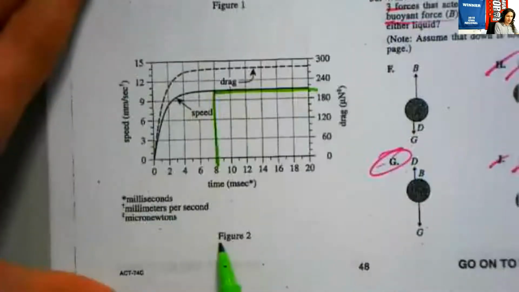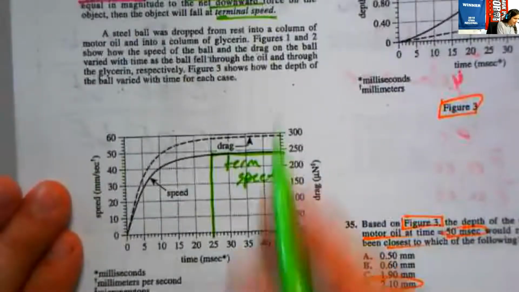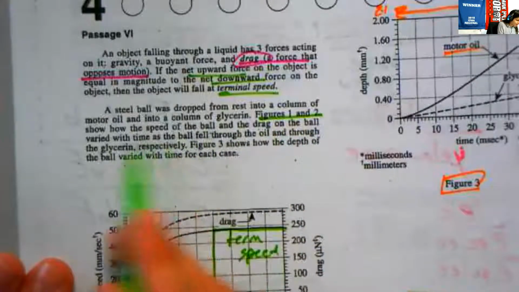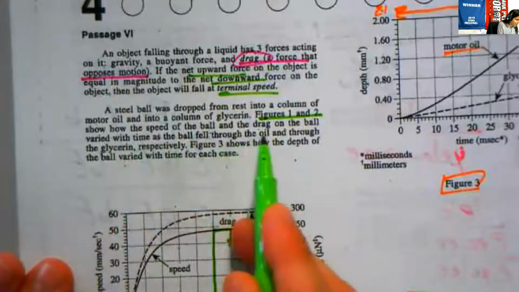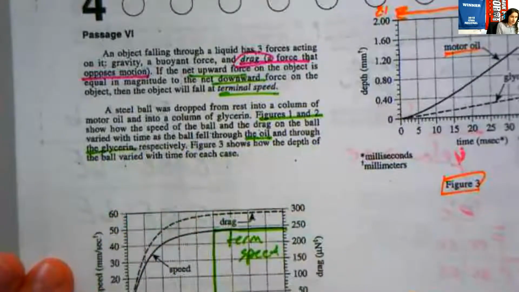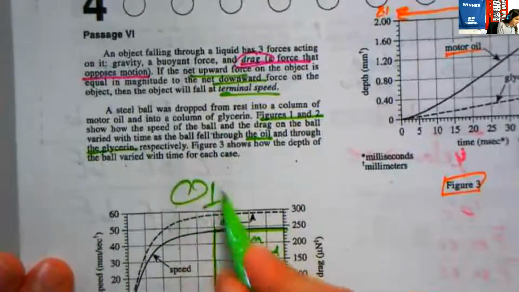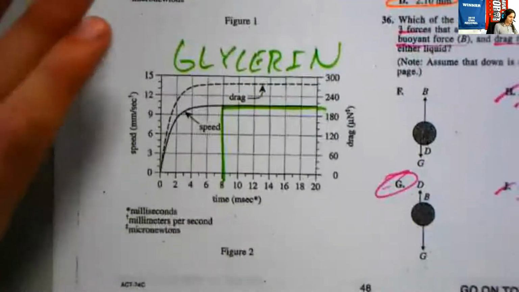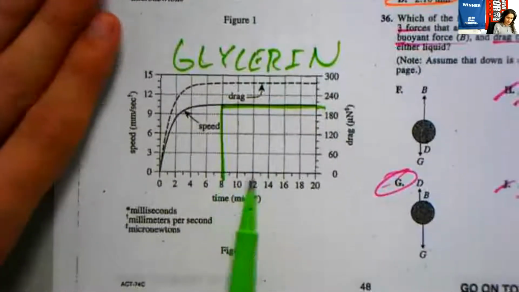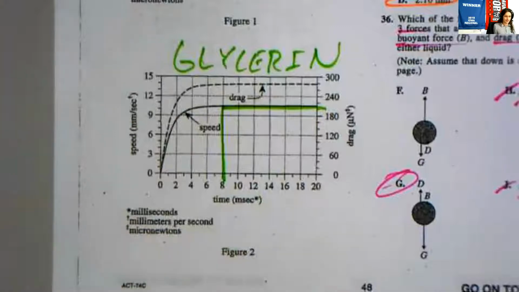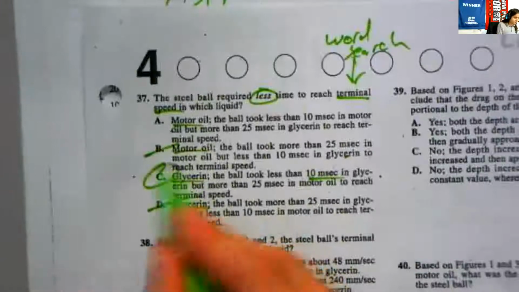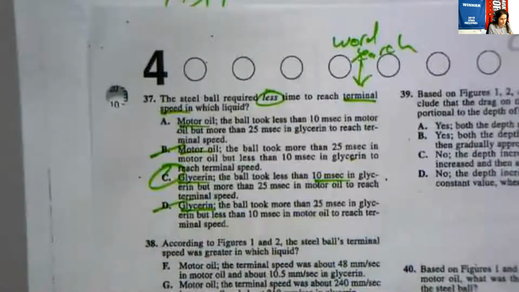But I don't know, it doesn't tell me which one's oil, which one's glycerin. Okay, figures 1 and 2 show how the speed of the ball and the drag on the ball varied with time as the ball fell through the oil and the glycerin respectively. That means this is oil, this is glycerin. Which one got to terminal velocity at less speed? Looks like glycerin because it took about 10 there. That's going to be answer option C.